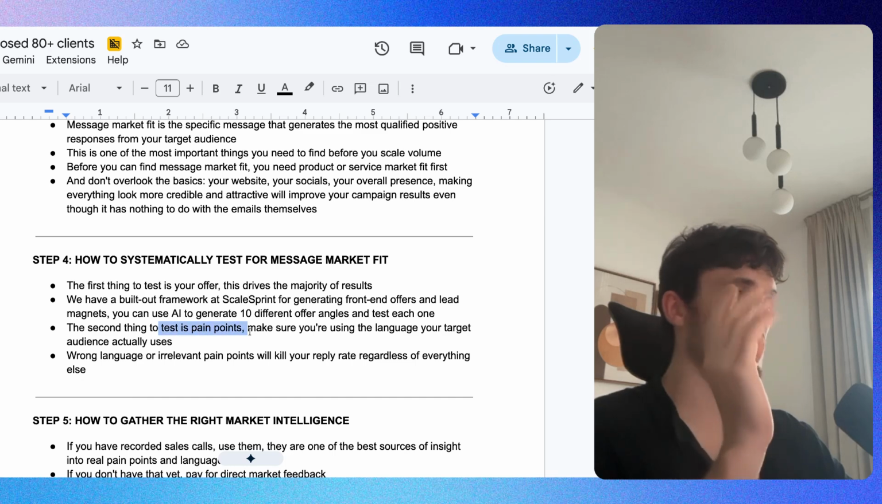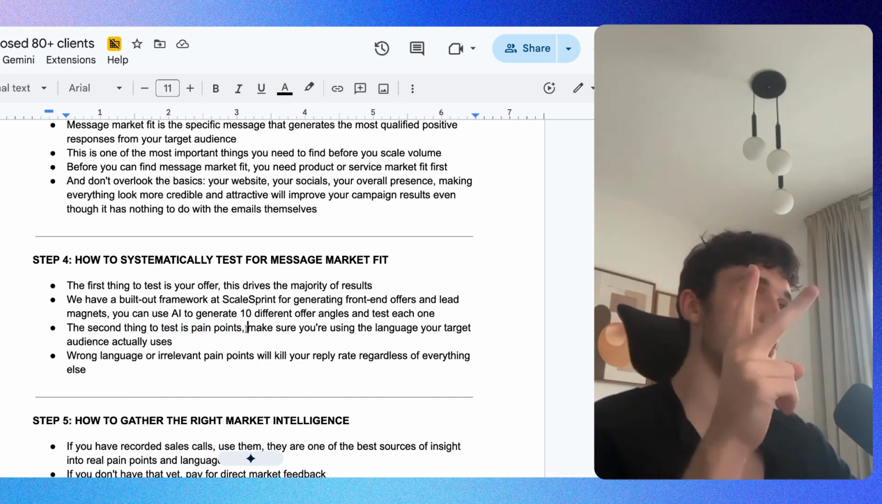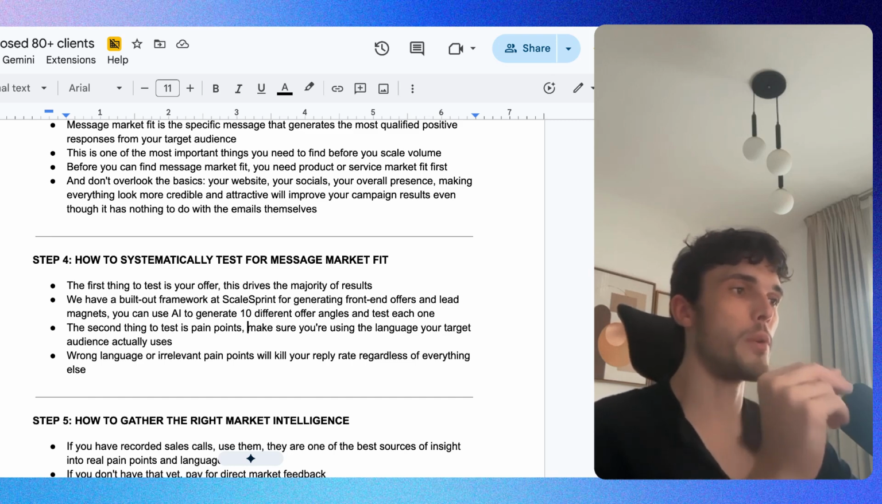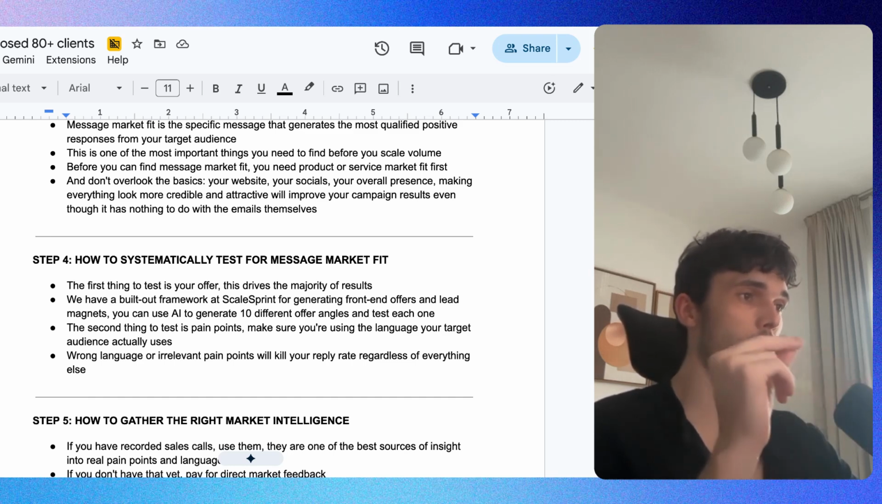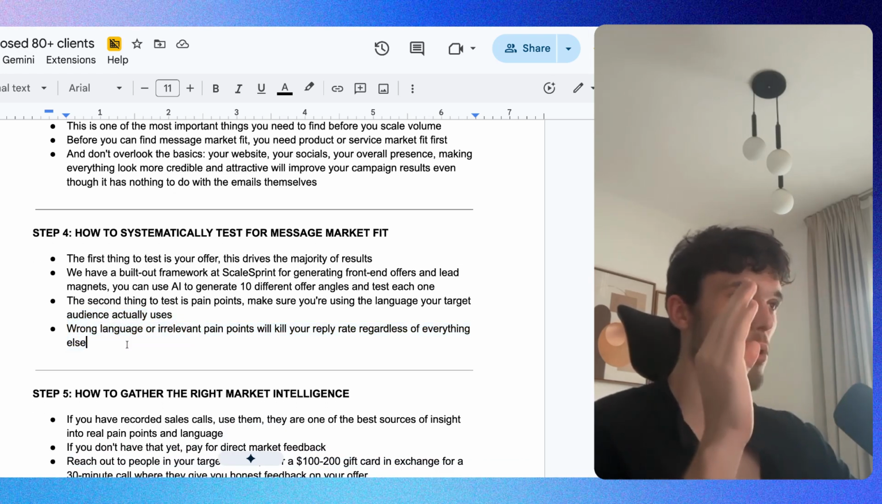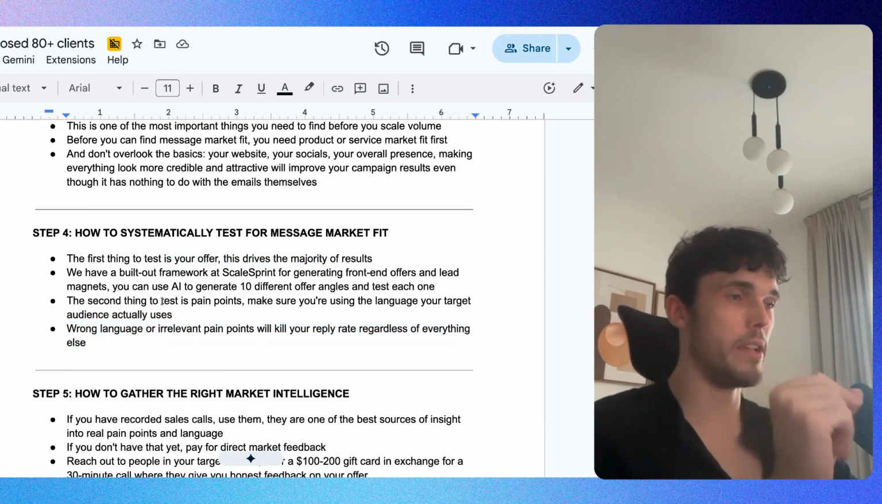Another important thing is testing pain points. It's very important that you mention the right pain points and you use the correct language for your audience. If you don't do that, you're not going to seem like somebody who knows their industry well enough, and that's going to be an issue, and it's going to make your campaigns fail, essentially. So this is also a really, really important aspect of message market fit. But again, the most important thing is definitely the offer itself.